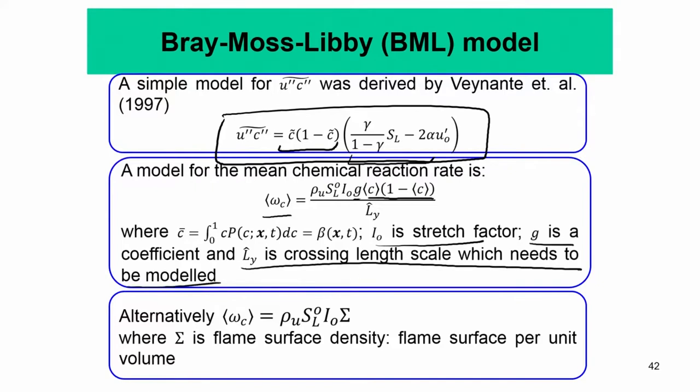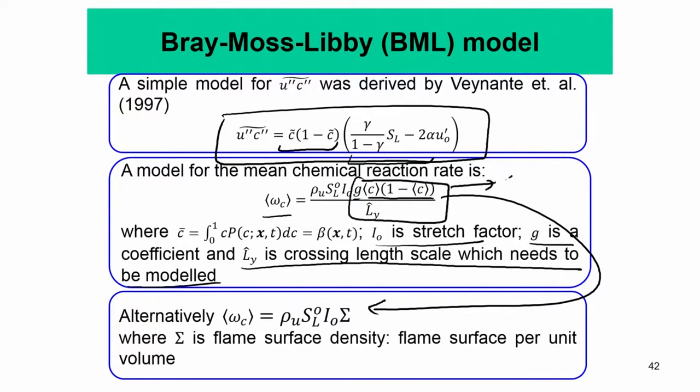Or alternatively, this thing actually feeds into this thing. You can model this entire thing as something called flame surface density, which is essentially the flame surface per unit volume. So this much for the turbulent flames.